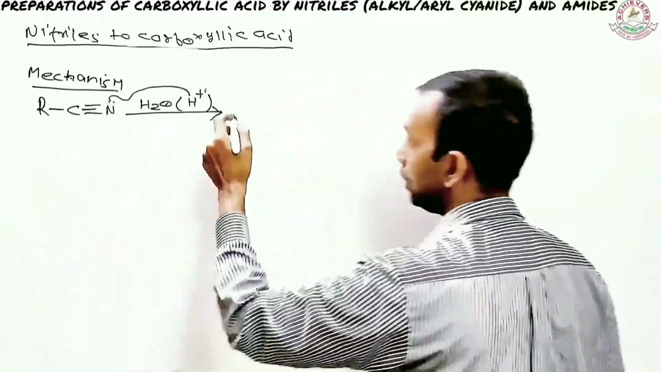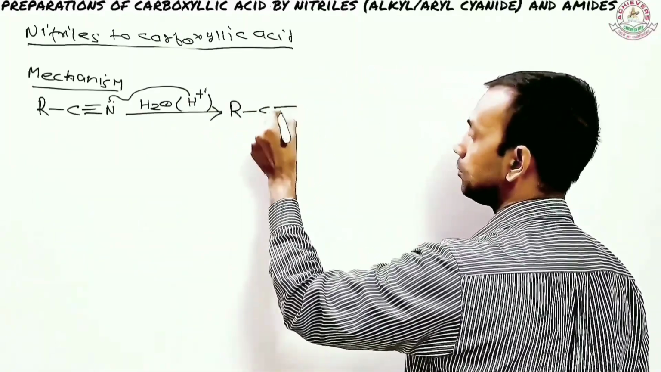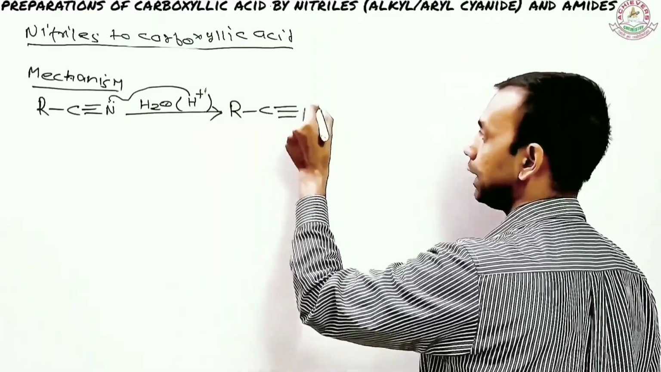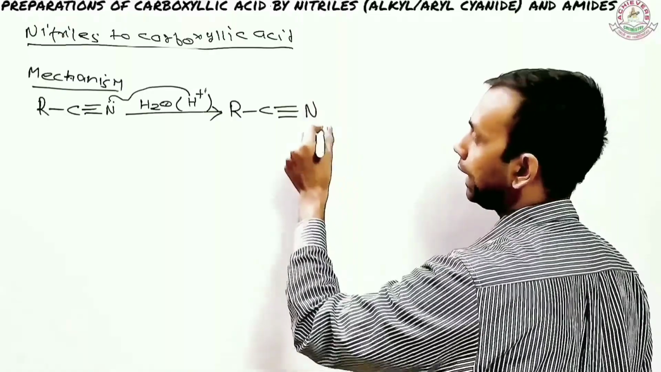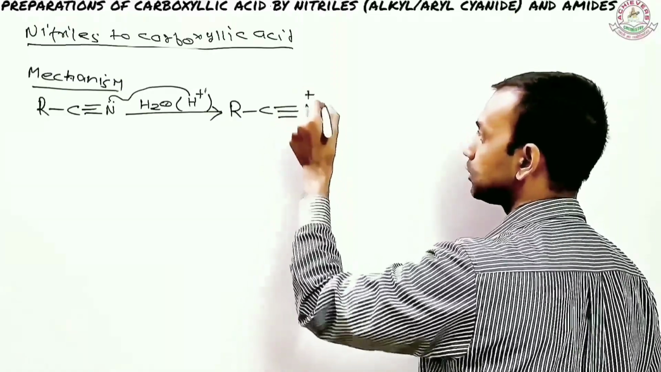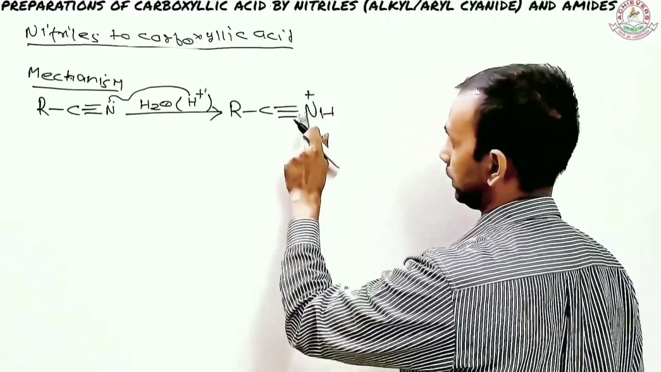and hydrogen is simply attracted to the nitrogen. So this forms R, C, triple bond N, and a positive charge now, and you have one hydrogen here, right? So this is what it looks like.